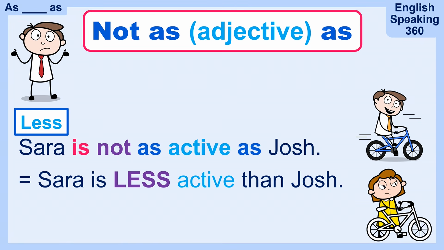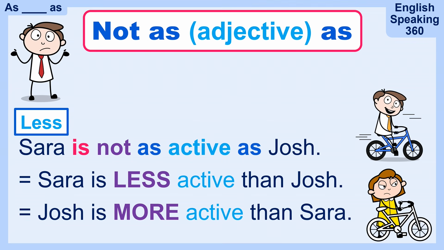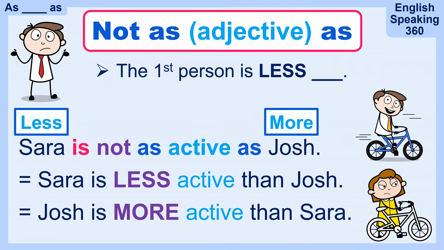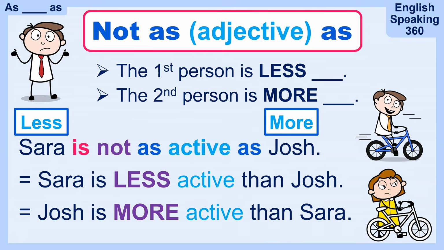So Sarah is less. That's important. Keep that in mind. Josh is more active than Sarah. Definitely. So Josh is more. So remember this here. Super important. The first person or the first subject in your sentence is less adjective. So in this case, the first person is less active than the other person. The second person, in this case Josh, is more active than the first person.